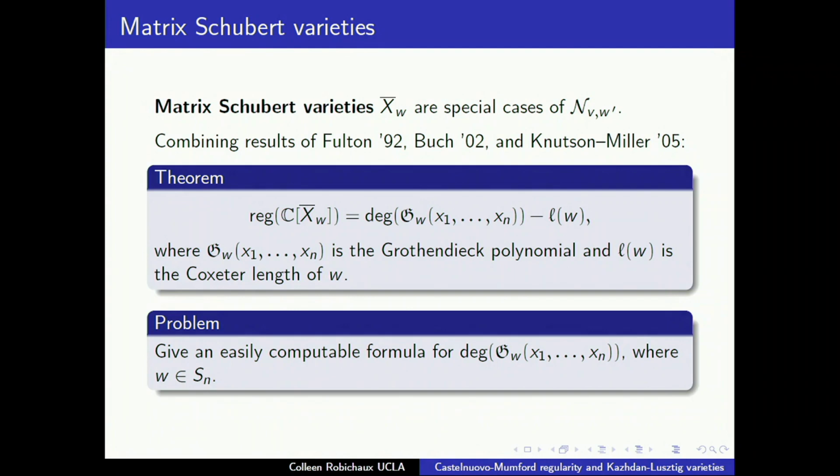So now we have to think about what is this K polynomial, which you can identify through work of Buch and Knutson-Miller. So we know that the K polynomial of the matrix Schubert variety is the Grothendieck polynomial, which we've seen mentioned a little bit throughout, but we'll get to a definition shortly. So what this tells us is if we are able to compute the degree of this Grothendieck polynomial, then we'll just throw away the trash of the Coxeter length, and we'll have this regularity computation.